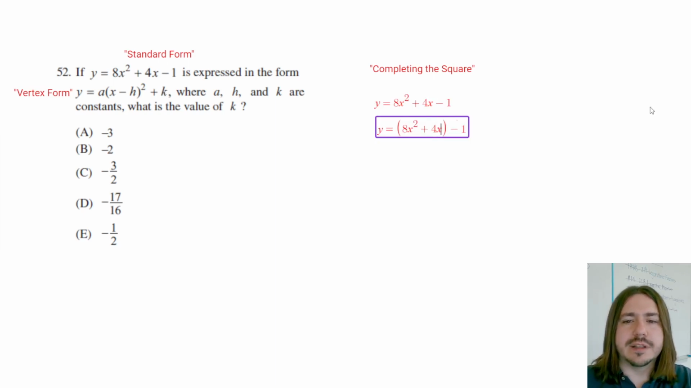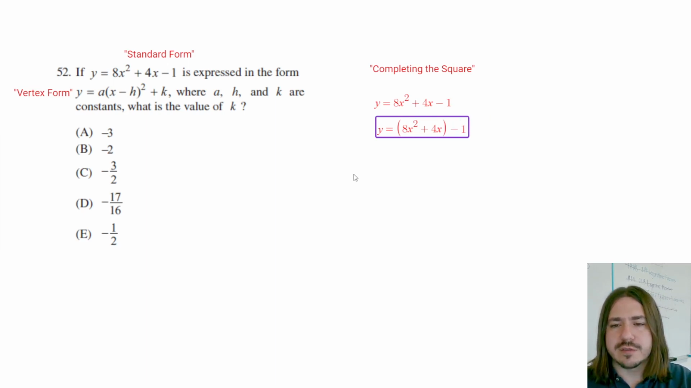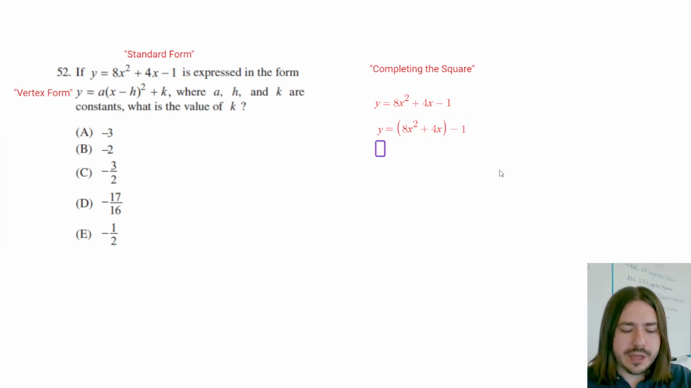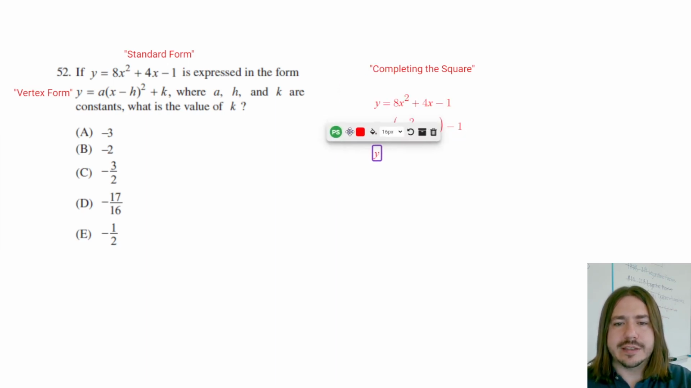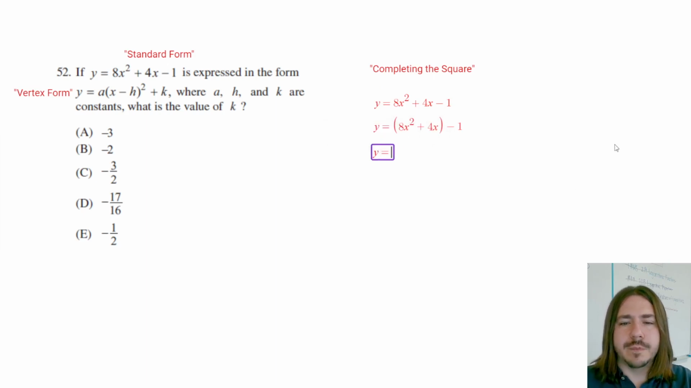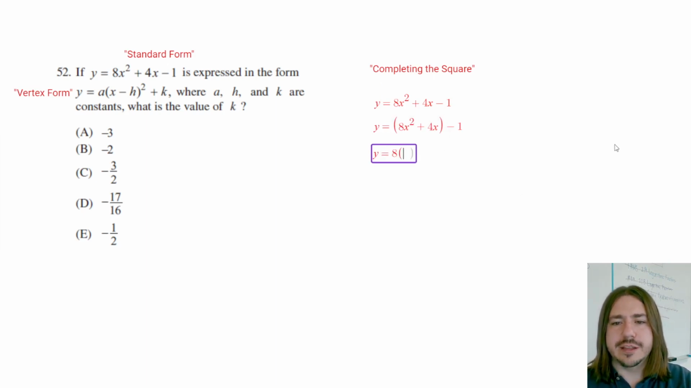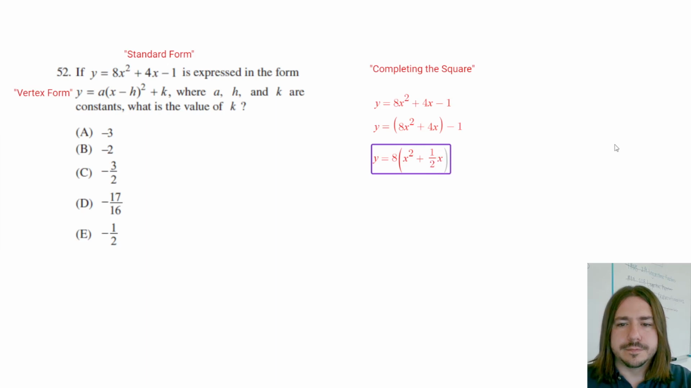I need to add something inside here to make this a perfect square trinomial, and that way I can factor it so it can look like x minus h squared. Before I can do that, though, I need the coefficient of that x squared to be 1. So I need to factor out the 8 as a GCF, or greatest common factor. It's like doing the distributive property, but in reverse. So I'm going to factor out that 8, and I'll have x squared plus 4 divided by 8, which is 1/2, so 1/2 x.